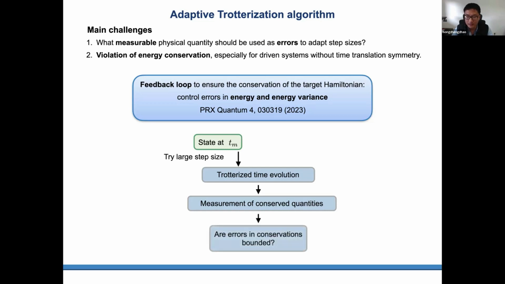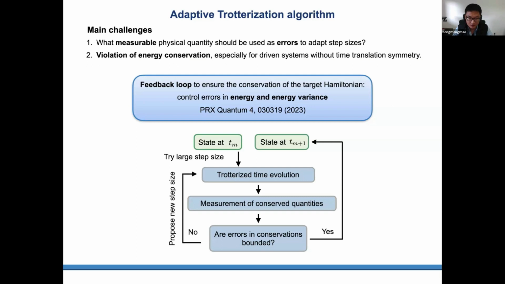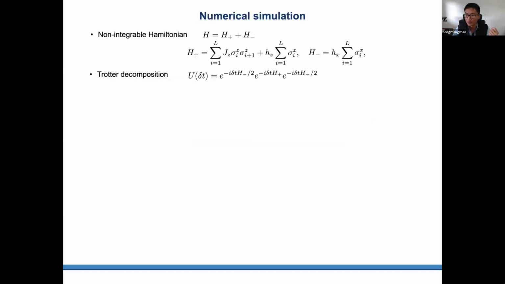And now, crucially, you know the answer of these conservation laws, because you can simply determine them from your initial state. And then after you do this time evolution, you can compare: are the errors in the conservation laws bounded, depending on the threshold value that you preset? If yes, you propagate your state. If not, you need to propose a new smaller step size until the conservation laws are relatively well preserved. So this is just the simple feedback loop that we designed. In the following, I will show you some numerical simulations to show it works.